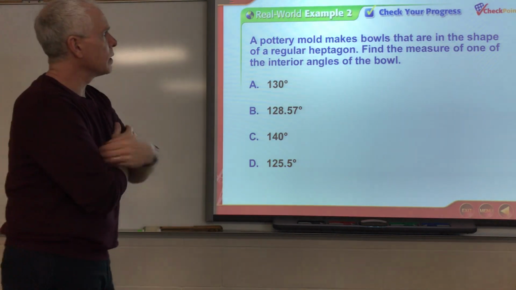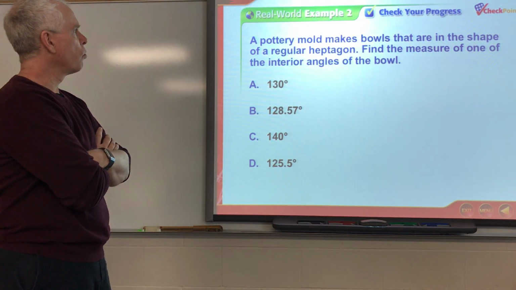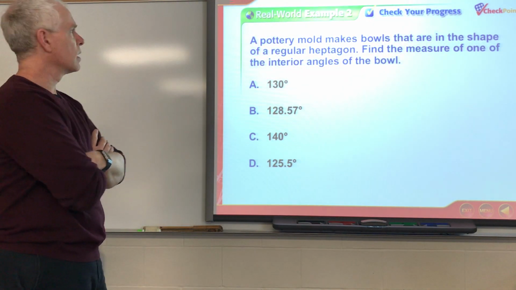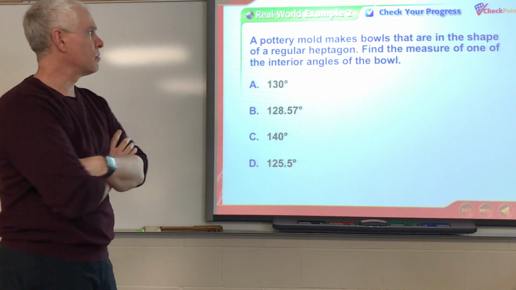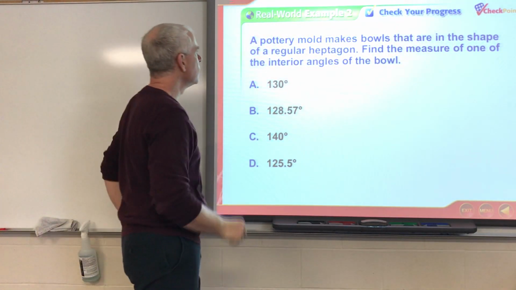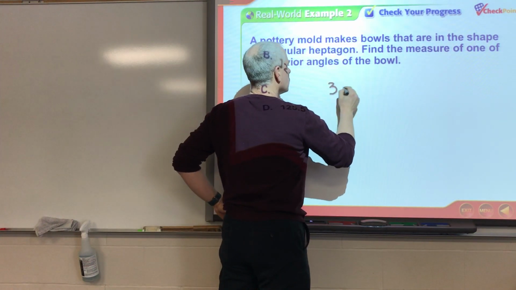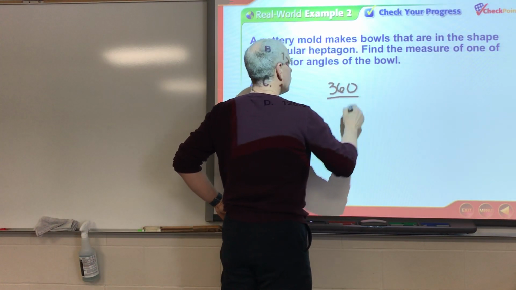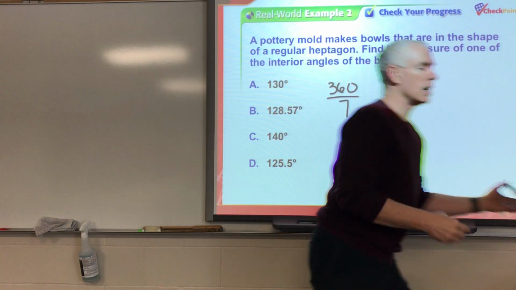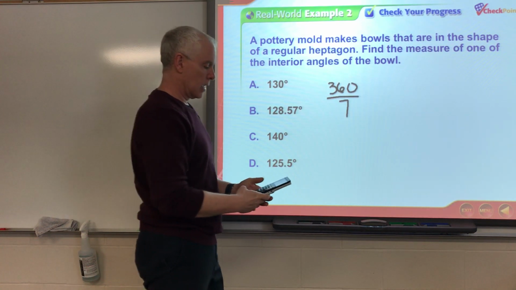A pottery mold makes bowls that are in the shape of a regular heptagon. Find the measure of one of the interior angles of the bowl. A regular heptagon, you guys. Heptagon is 7 sides, if you remember. So I'm going to try to find the measure of one interior angle. The first thing I'm going to do is take 360 and divide it by 7, because a heptagon has 7 sides. This is not going to be a very nice number, you guys.